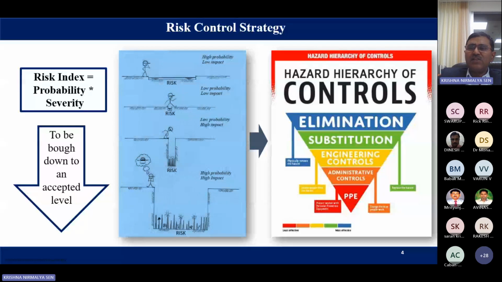But in many cases in construction, elimination and substitution have limited possibilities. So we depend on engineering control to some extent, and administrative control and PPE together. Because when we are not able to eliminate and substitute, we have to have a combination of the lower levels of control, because they are less effective in the real case.